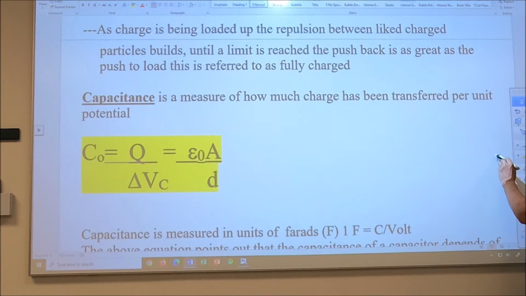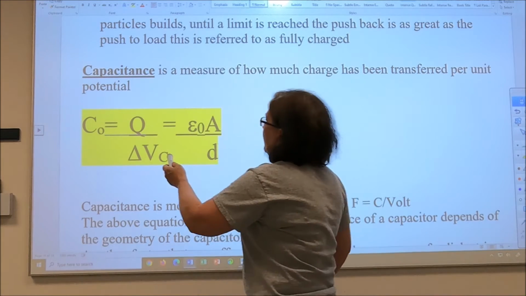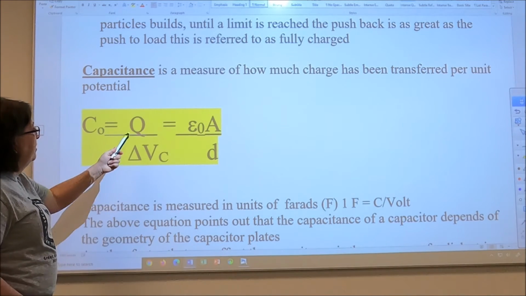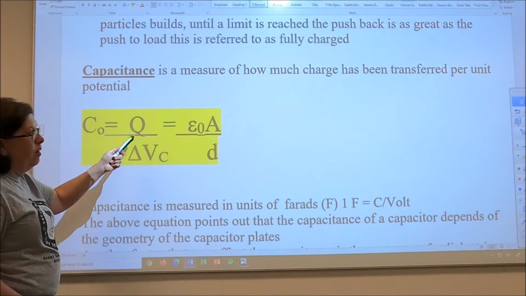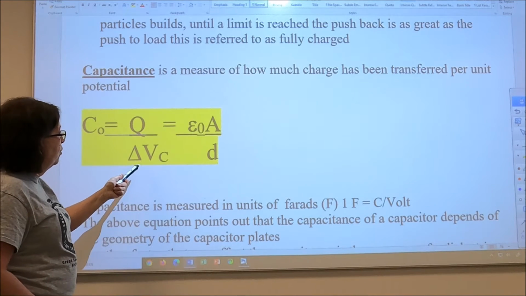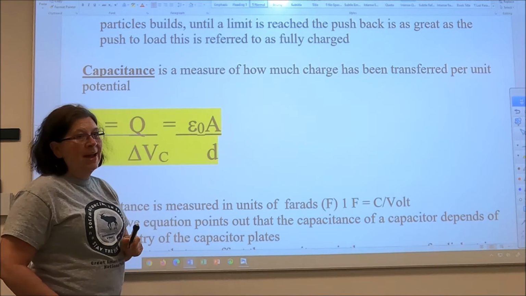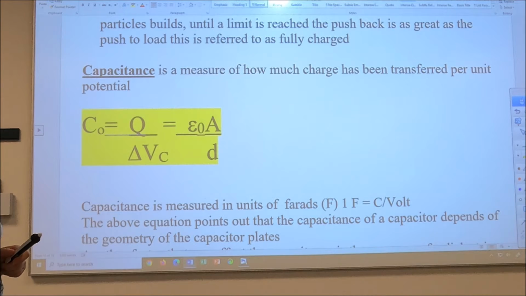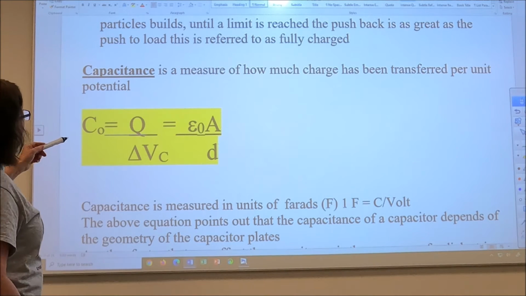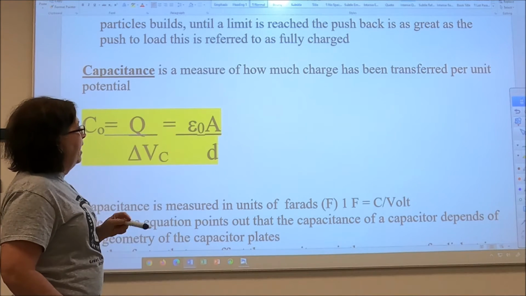We talk about something called capacitance. Capacitance is a measure of how much charge can be transferred per unit potential. So capacitance, C sub 0, is equal to Q, the amount of charge that we can load up, divided by delta V of the capacitor, the electrical potential we have put across it. It's also epsilon 0 times A, the area of the capacitor, divided by D, the separation between the plates. So C is equal to Q over delta V, or equal to epsilon 0 A over D.